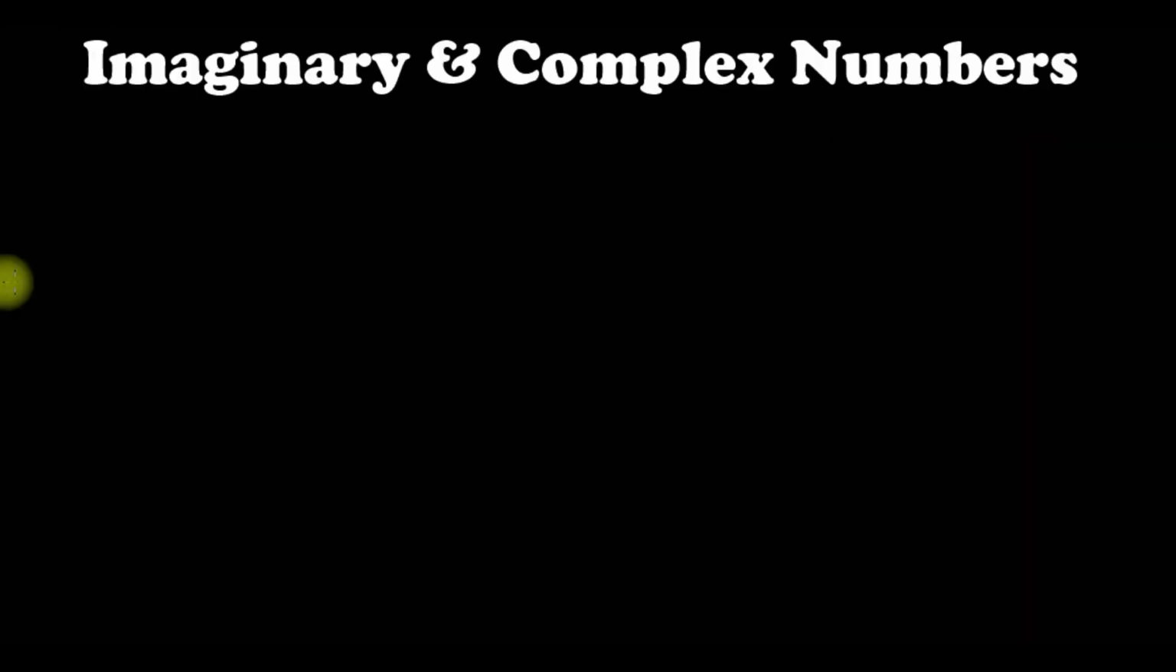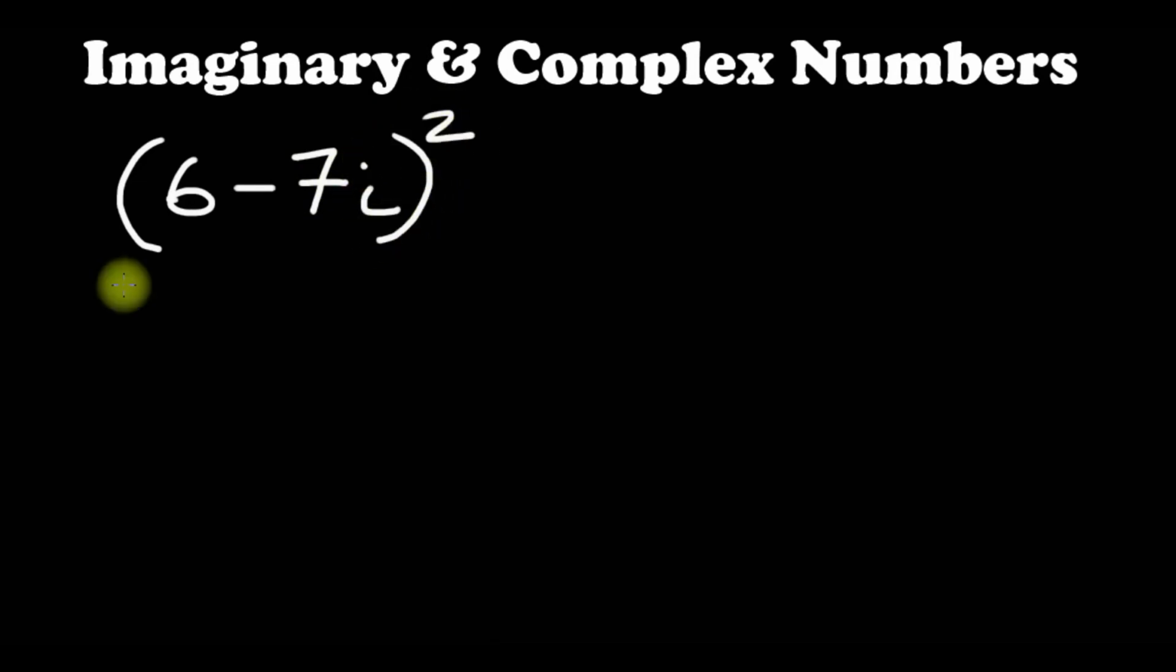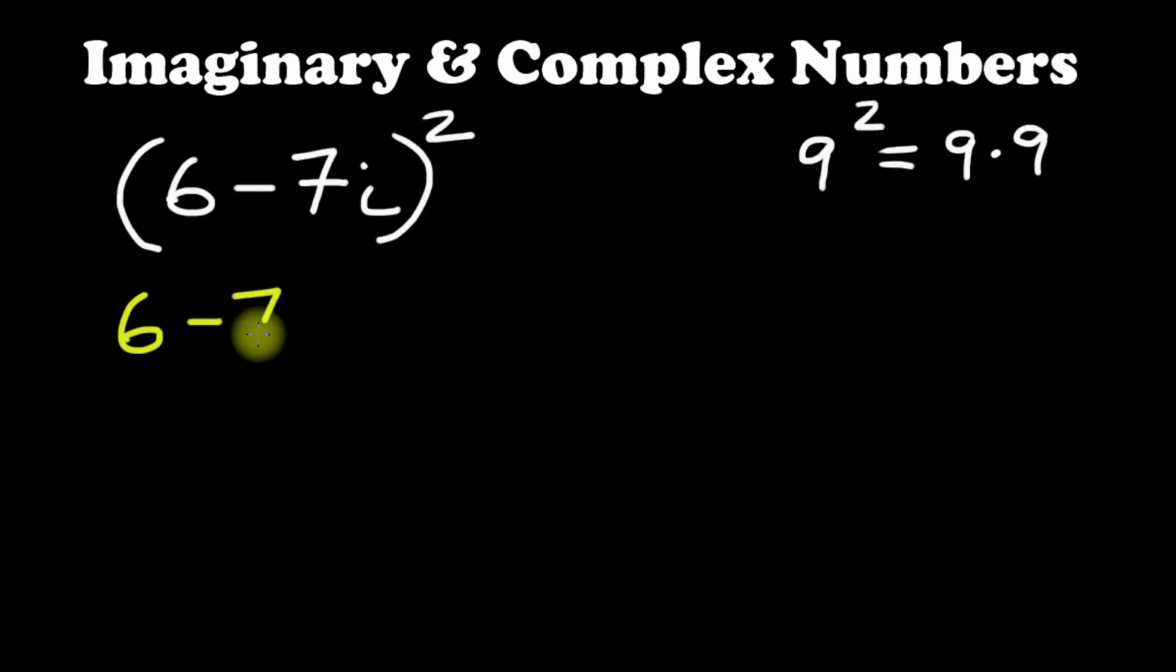Okay, so here we have 6 minus 7i. So that's a complex number. And we're going to square it. Okay, so how do you simplify something like this? So when you square something, you are multiplying by itself. For example, let's say you have 9 squared, right? Isn't that just 9 times 9? Okay, so when you square something, you multiply by itself. So here I have 6 minus 7i squared. So that's the same thing. When you rewrite that, it's going to be 6 minus 7i times 6 minus 7i.